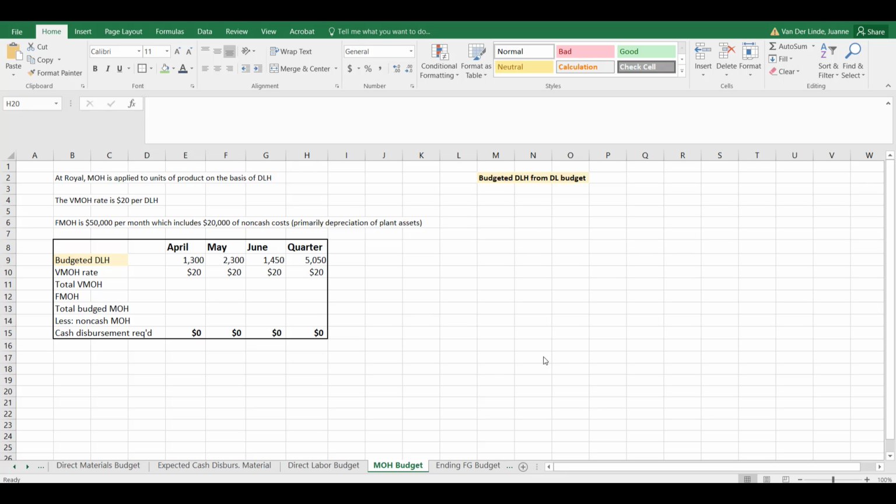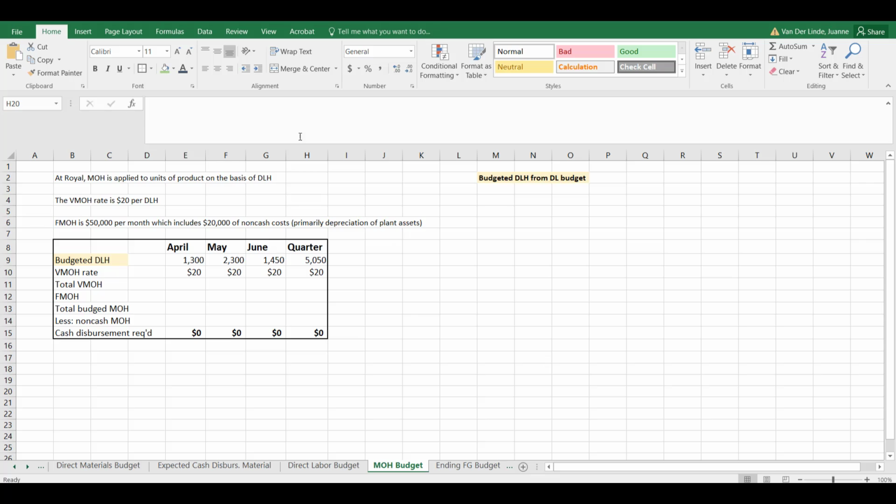Next is the manufacturing overhead budget. So with this budget, we're not only going to find the estimated or budget amount of total manufacturing overhead for each month in the quarter, but we're also going to figure out how much of that budgeted overhead for each month and the quarter we are estimating to pay in cash. So what's the cash disbursement required each month and for the quarter for that total amount of estimated manufacturing overhead.